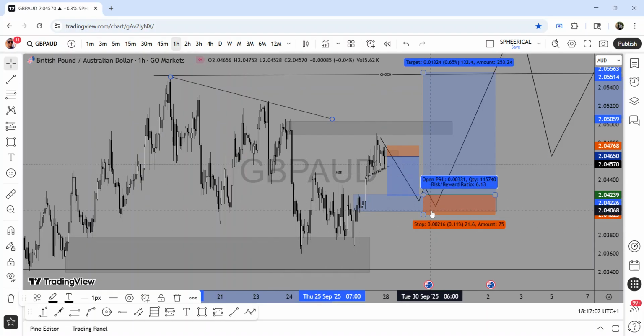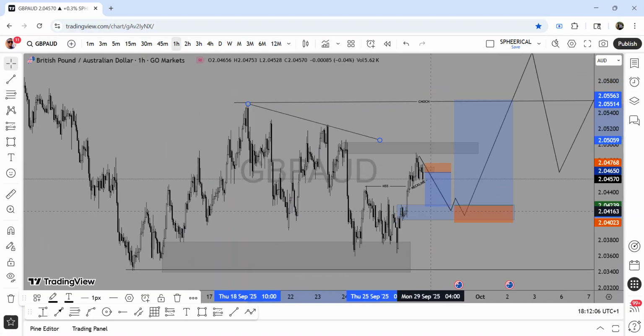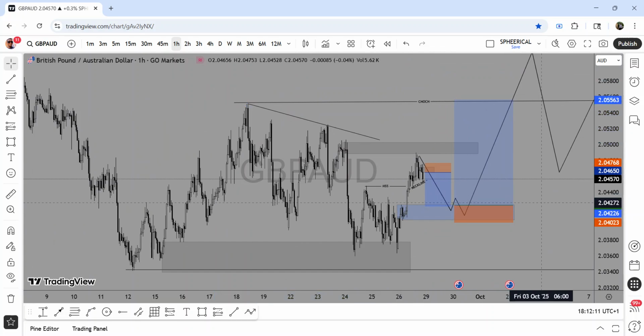So this is my take on GBP/AUD. This will form my market bias, my directional bias, for next week.